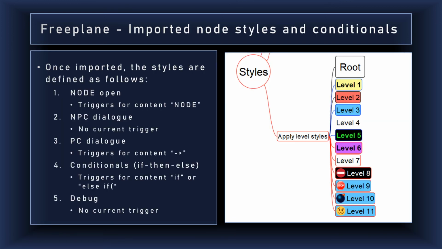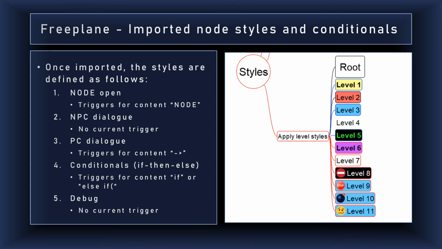Once it's imported, the styles are defined as follows. Level 1 is the node. If you have the word NODE in all caps, and it will check for the case, it will format it as a node, giving you that light yellow background with bold black text as the primary. Level 2, which is the red background, is NPC dialogue. There's no current trigger for this, so I usually just right click it and go to style 2 or level 2.